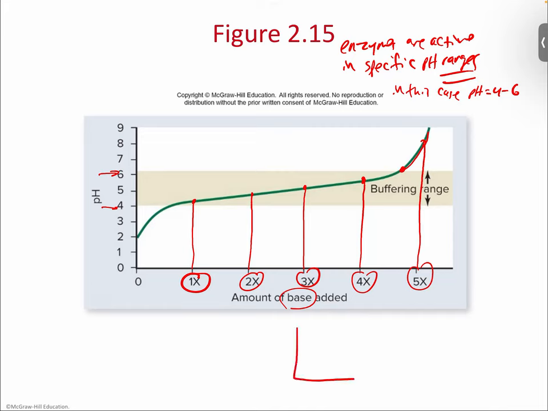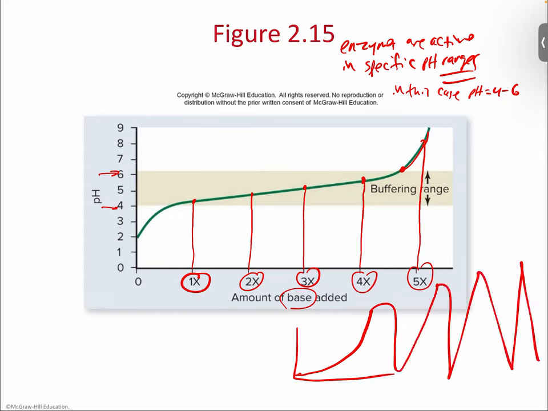So what would this look like without a buffer? Well, what it would look like without a buffer is the pH would basically skyrocket very quickly. And then guess what? You would add some acid and then it would crash just as bad, right? And then it would skyrocket and crash. That's what it would look like on a minute by minute basis, depending on whether you're adding acid or base.